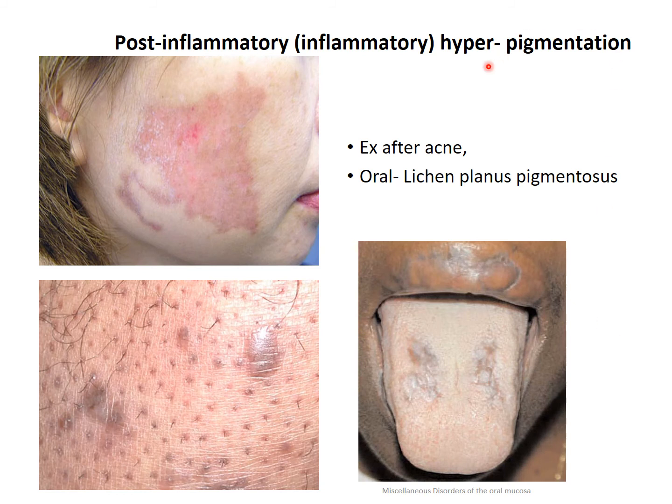The next term is post-inflammatory or inflammatory hyperpigmentation. This can happen as a result of pigmentation after an inflammatory episode. For example, the pigmentation that is seen after acne has healed, or especially in case of oral lichen planus pigmentosis. The lichen planus heals with pigmentation, and this is called lichen planus pigmentosis, but that's again a process of healing, and because it's an inflammatory disease, when it heals it leaves back pigmented areas.